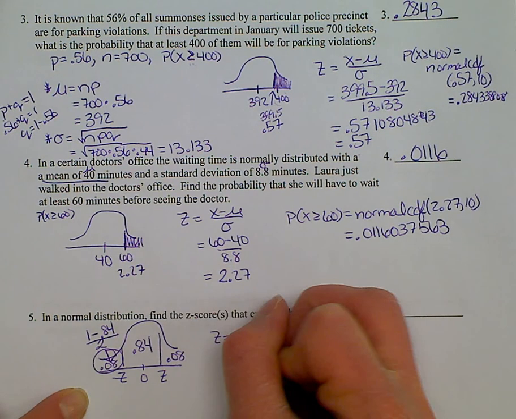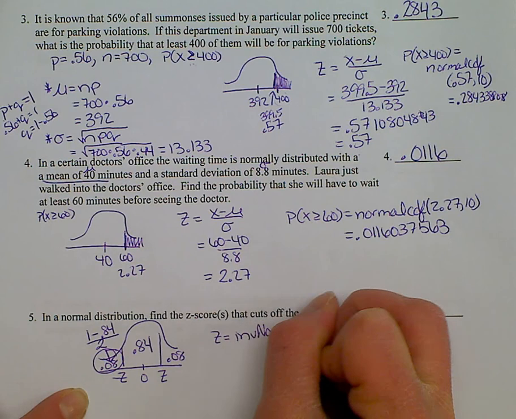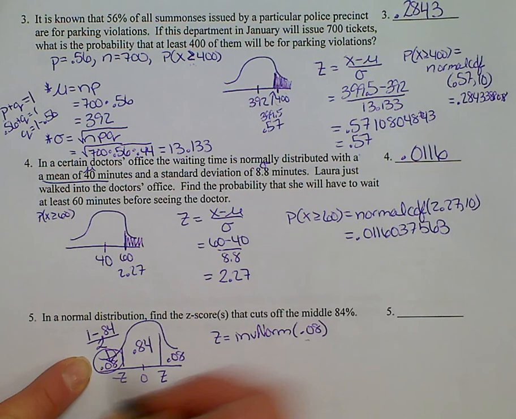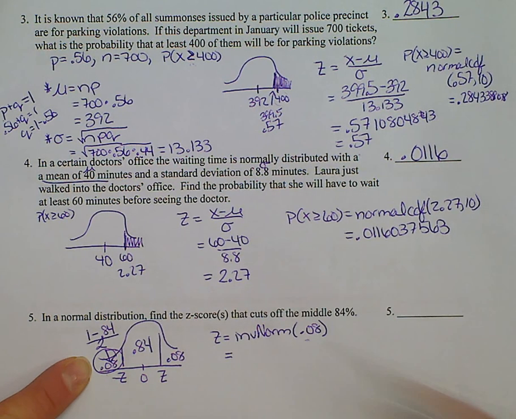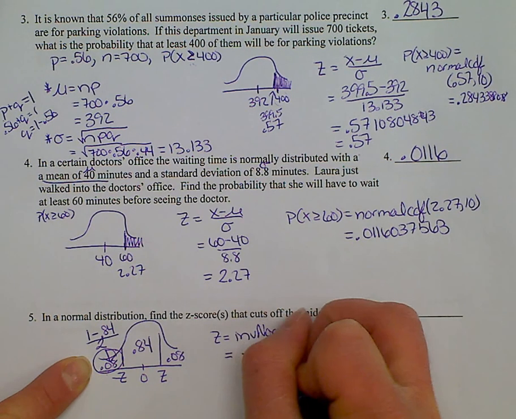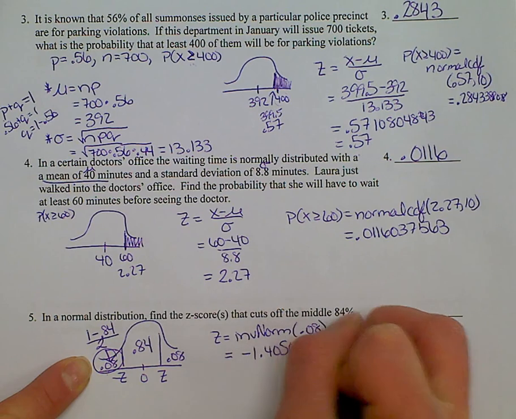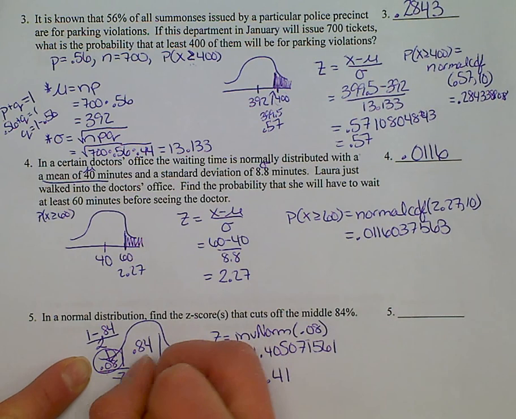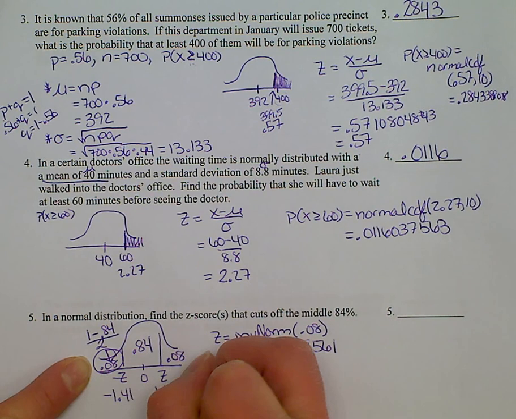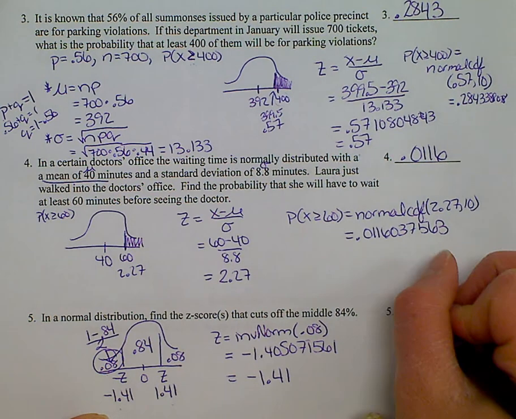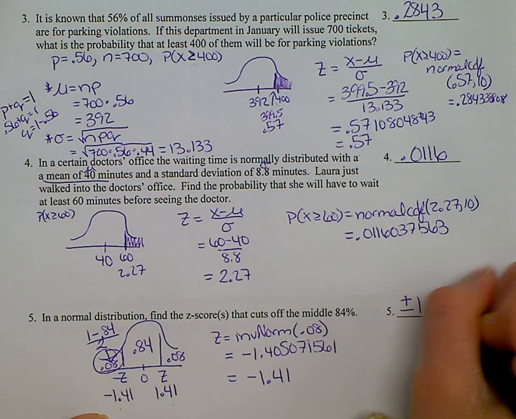So z, remember, inverse norm, when we have area in the curve, we can use it to find that z-score. Inverse norm reads the bottom portion of the curve. So now we're going to do the inverse norm of 8%. And you get negative 1.405071561, which we want to round to 2 decimal places. However, we have both the negative and the positive. The curve is symmetric, so the bottom 8% has the same z-score as the top 8%. So our final answer, we could just say both plus and minus 1.41.